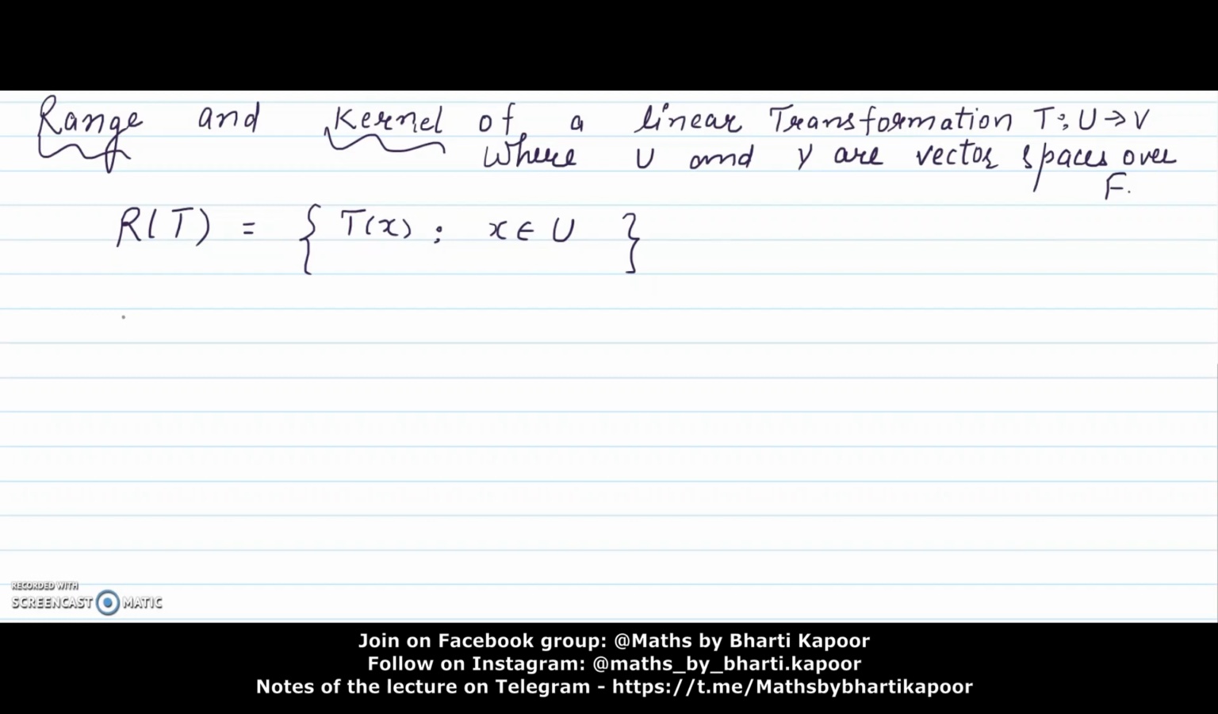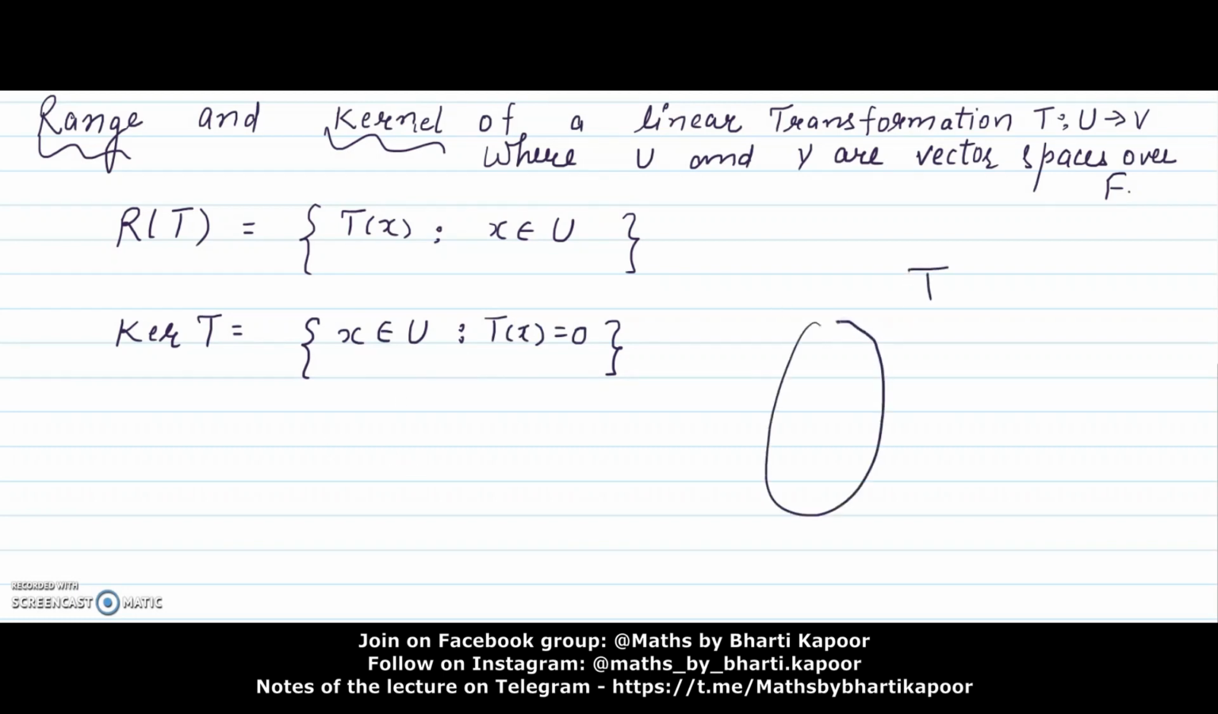And null space or kernel of T is denoted by kernel T and it is the collection of elements of U. Which elements of U? Those whose images under T are 0. So basically we have a linear transformation T whose domain is a vector space U and codomain is another vector space V. Now if x represents any arbitrary element of U, then the image of this x will be Tx, which will be an element of V.